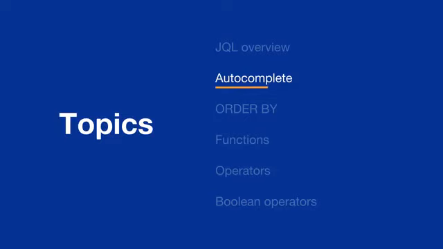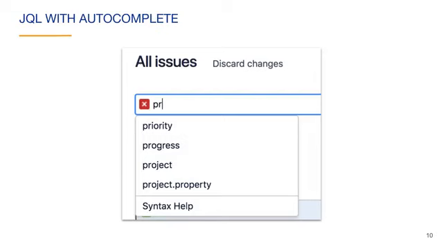Next, we will discuss autocomplete. We have the option of creating a JQL query from scratch. Let's create a query that searches for the issues in a project. Project is a field name in a Jira issue, and each issue is assigned to a single project.